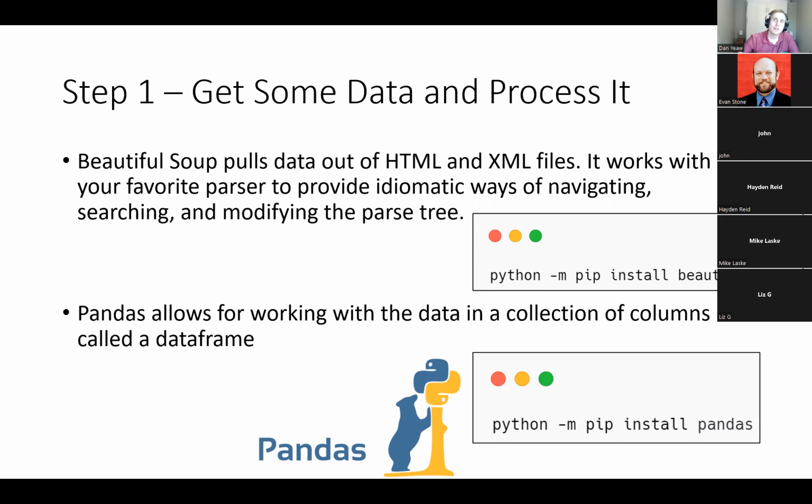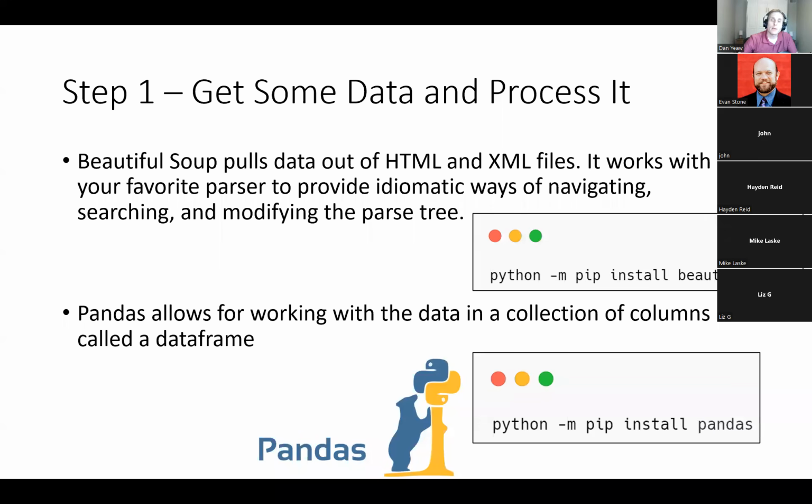So the first step is we need to get some data and process it. What we're going to use for that is Beautiful Soup, and it is for web scraping. There's probably some data on the internet about Pokemon. So we can use a web scraper to go on a website, pull the data off the website, and then get that data for us.